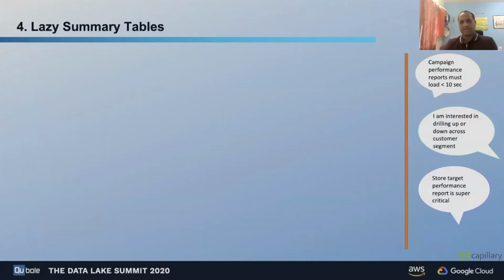Then comes the query engine, which is at the serving layer. Now, what do we hear from our customers here? The campaign. So I'm a marketing manager. I'm only worried about the campaign performance reports that have to load within 10 seconds. I'm only interested in, say, customer segment drill up and drill down, or the store target performance report is super critical for a store manager. So I want to have super good load time for those reports.